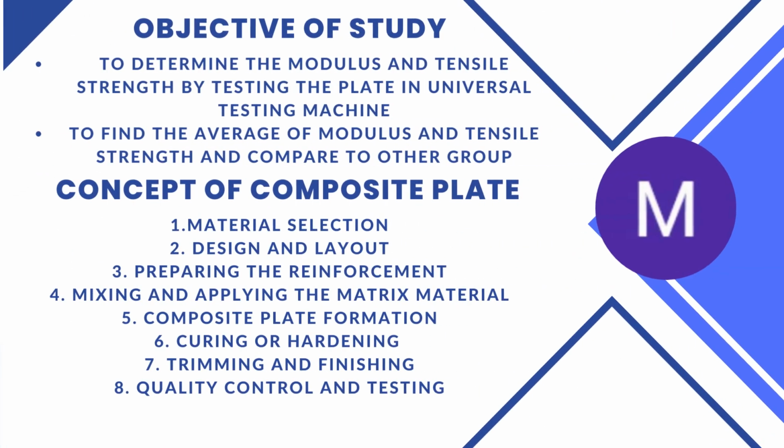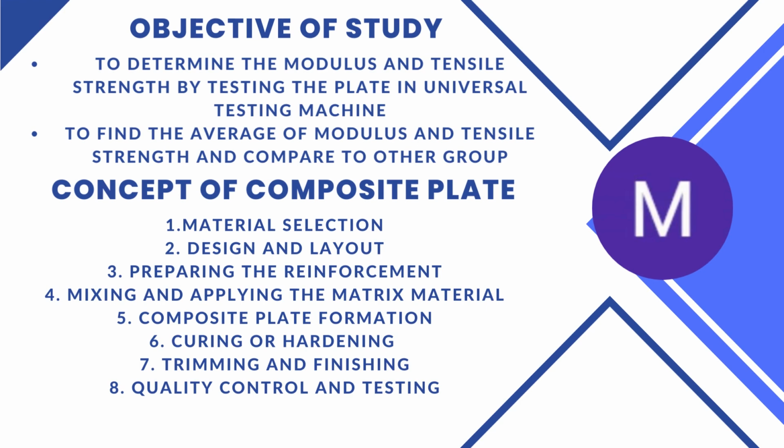Now we move to the objective of the study. The first objective is to determine the modulus and tensile strength by testing the plate in the universal testing machine. The second objective is to find the average modulus and tensile strength and compare to other groups.